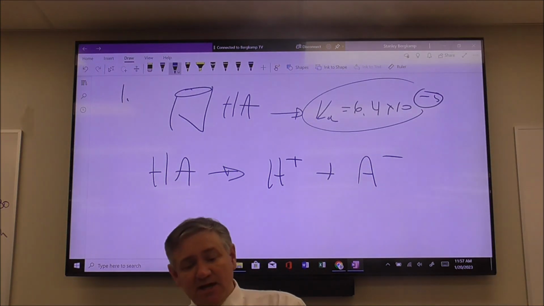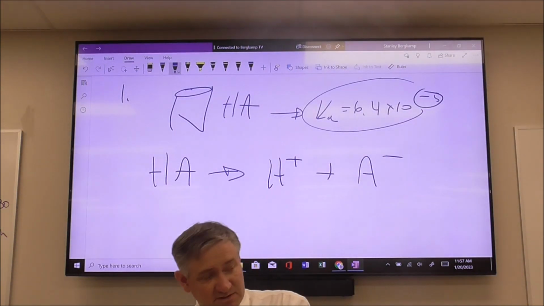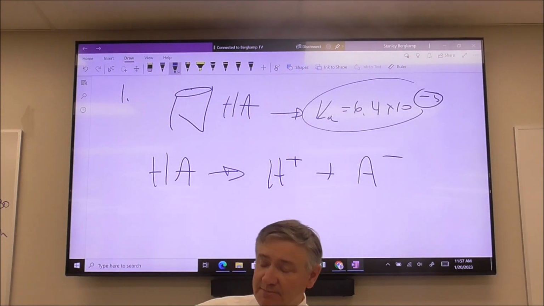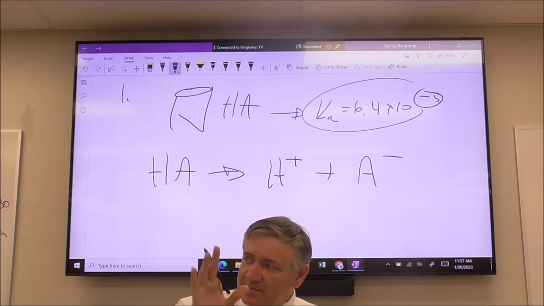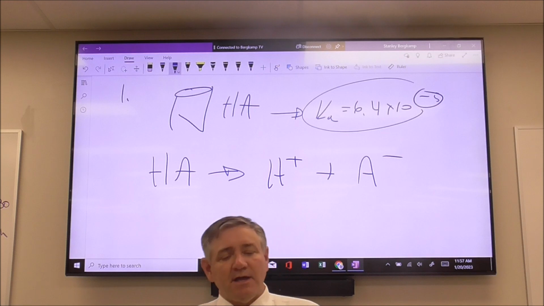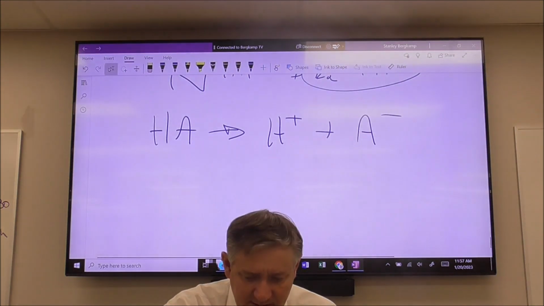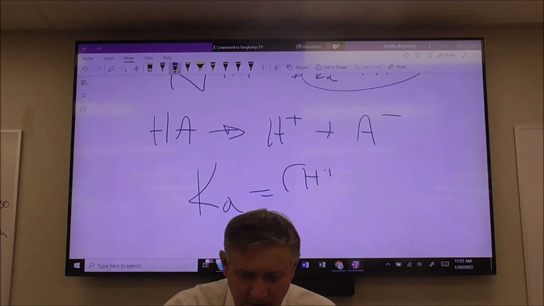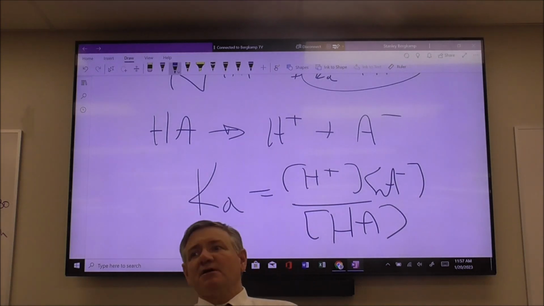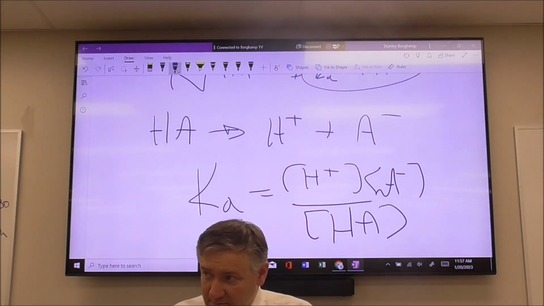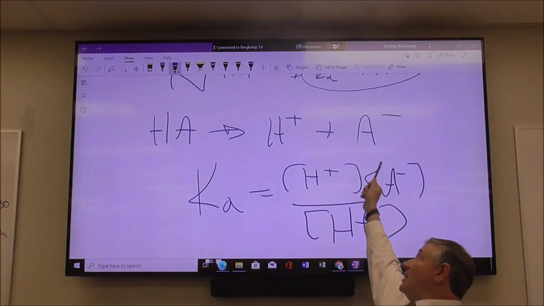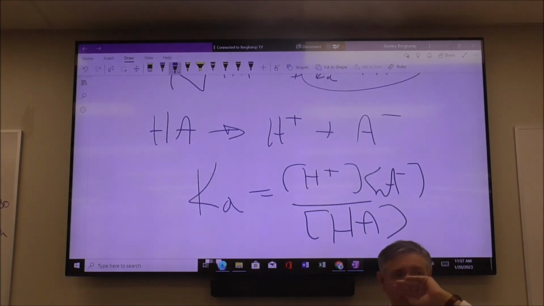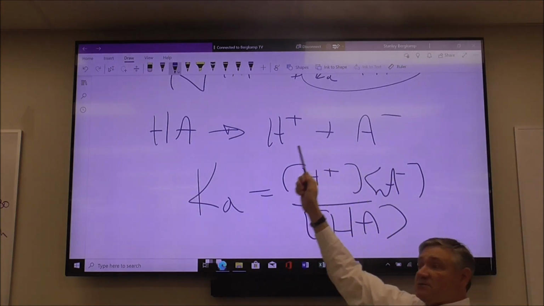And that's true whether it's Ka, Kb, or eventually something called Ksp, which deals with solubility. So the smaller the K value is, the less likely it is to go in the forward direction. Look at how you calculate K. Ka is the hydronium ion concentration times the anion concentration divided by HA. It's always products over reactants. When we write expressions, it's always products over reactants.